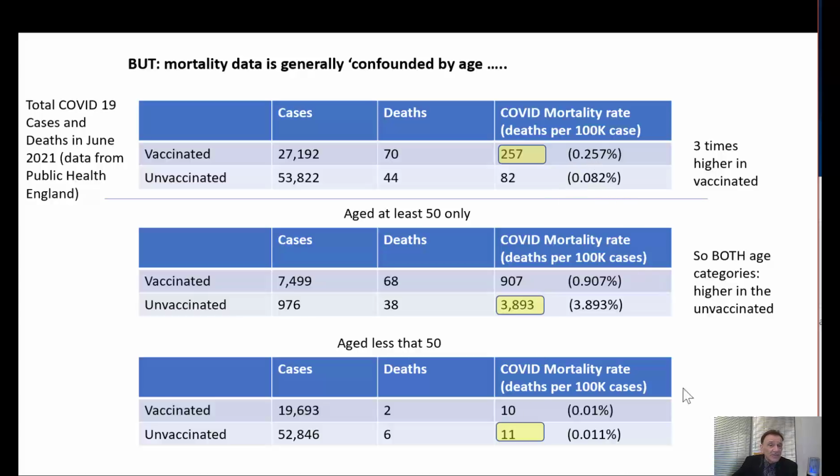You can just add these up to see there's no fiddling going on here. This is the real data. This is the thing we should be focusing on, the age categorized data. And this, incidentally, is a real example of a statistical paradox called Simpson's paradox, which is why you need, in the case of mortality data, to have the age categorized data to avoid this paradox, this confounding effect of age.